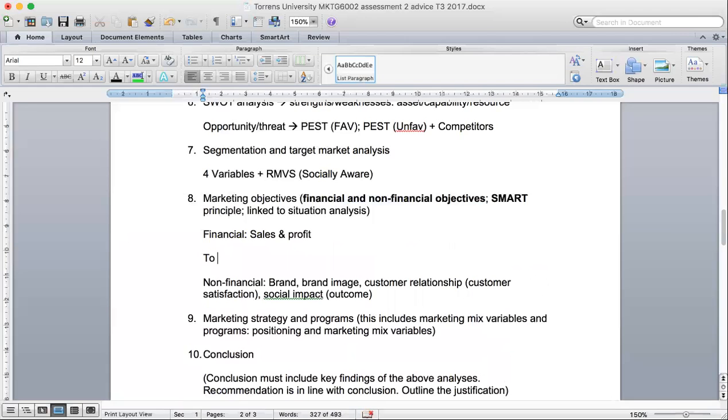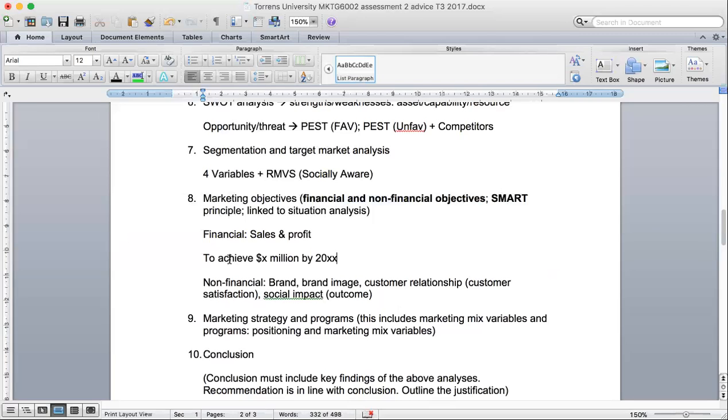An objective normally starts with the word to. To what? To achieve what? Or to increase what? For instance, to achieve, oops, sorry, a bit of a typo here, to achieve, let's say, X $1 million by 2000XX. That helps us in terms of the SMART principle, assuming that it is attainable and it is relevant for us.